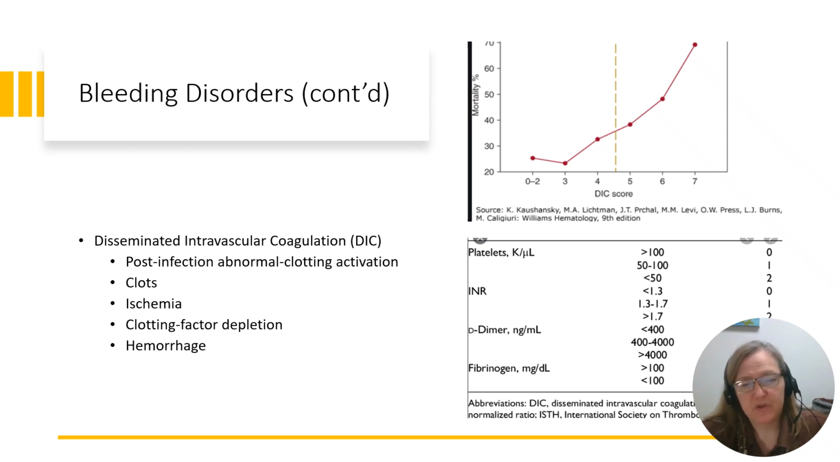I want you to look at these little charts here. This is the mortality rate on the left in the vertical position, and this is their DIC score. The mortality rate rises from 20% at 0 days to 70% at 7 days. Seven days out, it's got a 70% mortality rate.